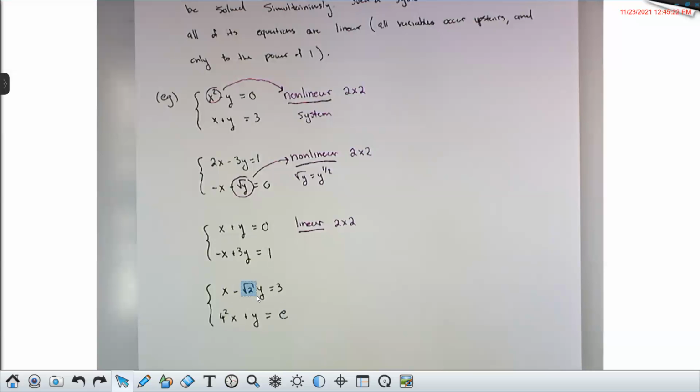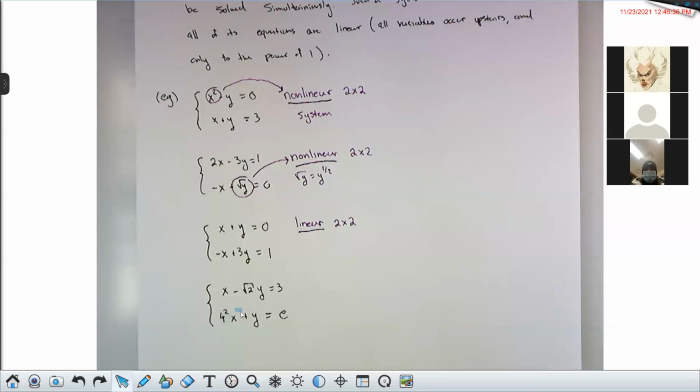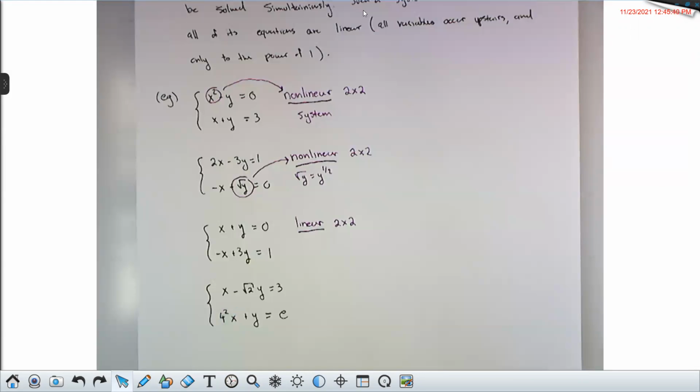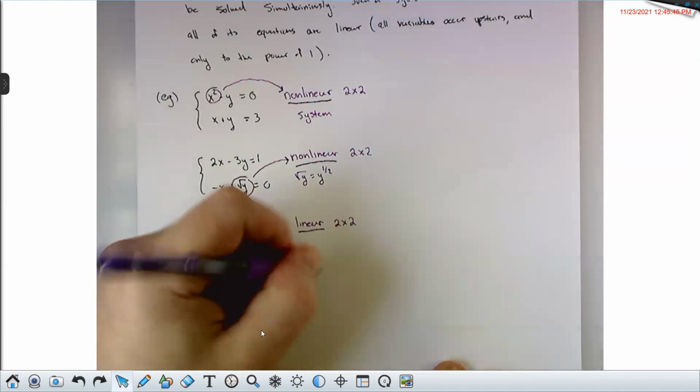So the square root of 2, that's just a constant. The y, the variable itself, isn't under the square root. And similarly here, the 4 squared, that's just 16. This is the same as 16x. So there's nothing weird being done to the x itself. So we got to look very carefully. Remember, it's what's going on with the variables that makes the system linear or nonlinear. Those constants can be whatever they want.